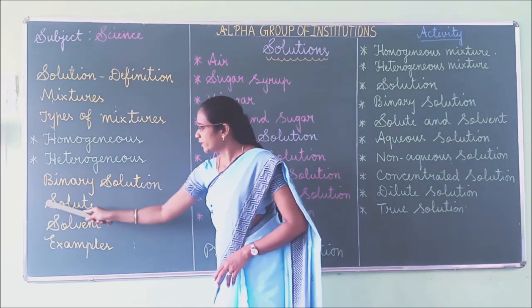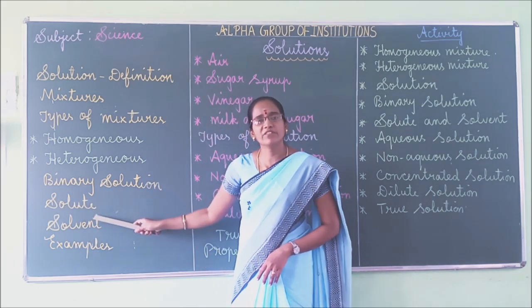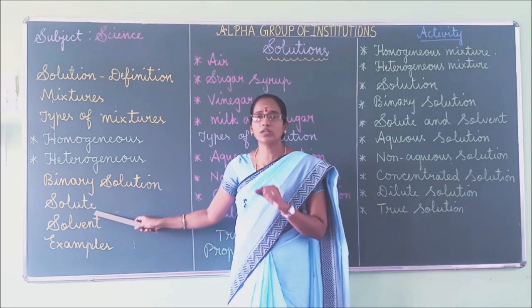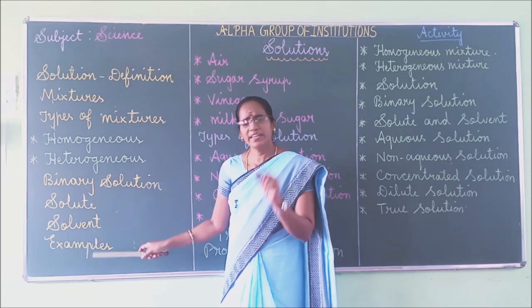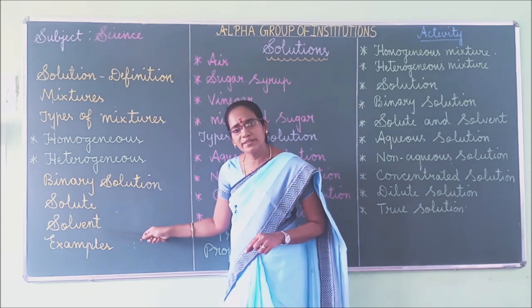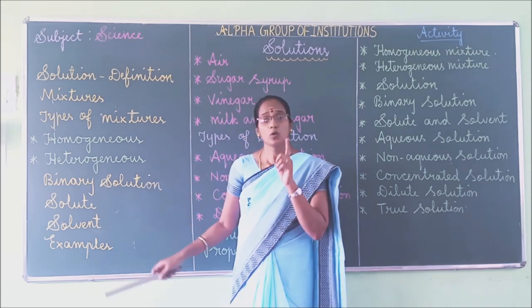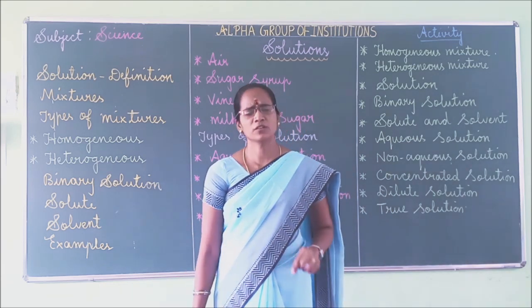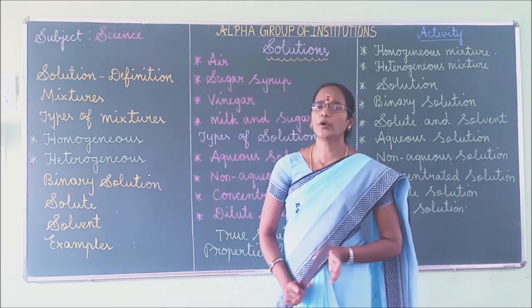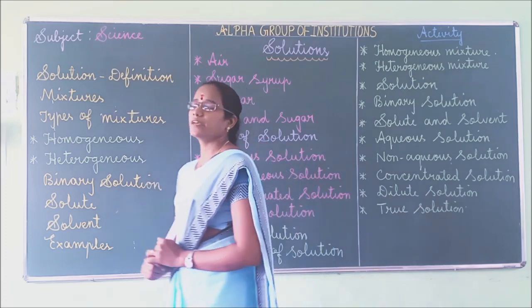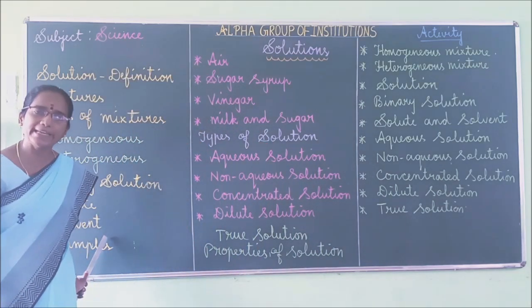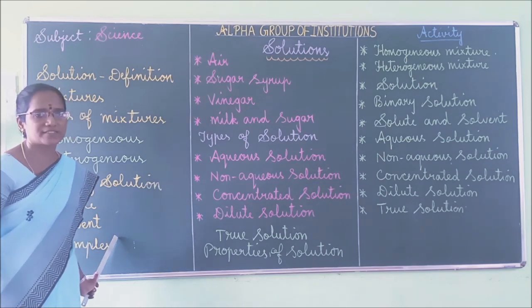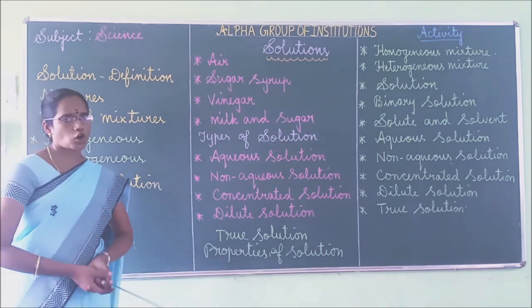One more definition also we can say for solute and solvent. Solute means the component which is dissolved, whereas solvent is the medium in which the solute is dissolved. Once again I repeat. Solute means the component which is dissolved, whereas solvent means the medium in which the solute is dissolved.